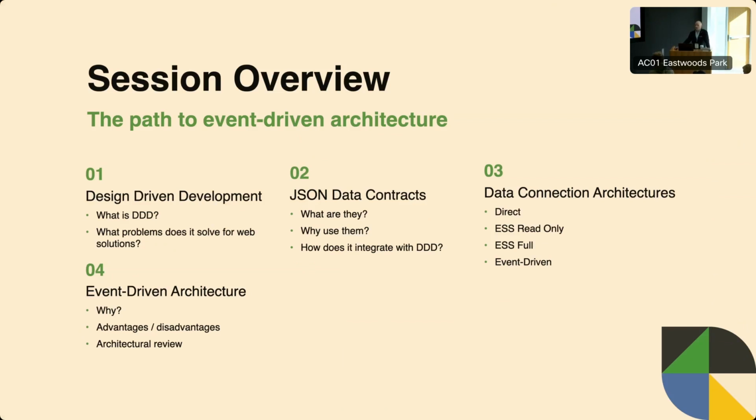There's a number of different approaches that we can take to connecting our web solutions with FileMaker. Those are direct, through the Data API, ESS read-only, ESS full, and event-driven architecture, and that's where we're driving to for the session. Of course, we'll dive into event-driven architecture: the why, the advantages, disadvantages, and then we'll do an architectural review. For each one of these data connection architectures, I've got a diagram, and we'll dive into them.